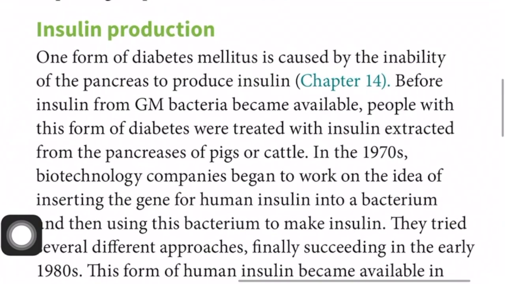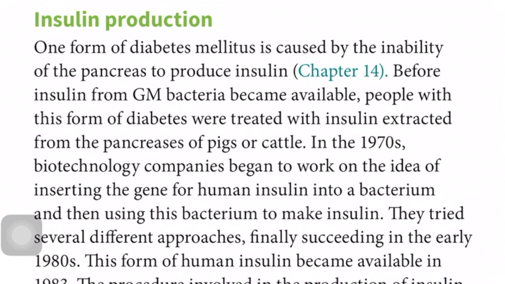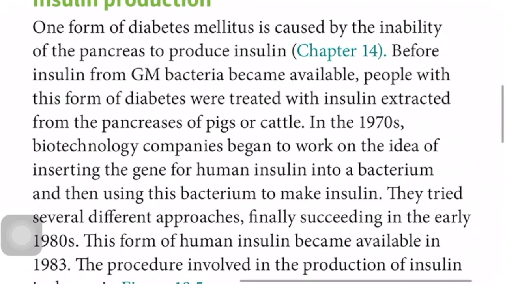Okay, so insulin production. Before this we have talked about the tools for genetic engineering. Now let's see how we will use these tools in genetic engineering. We know that insulin is a very important hormone in our body. It converts the excess glucose in the blood into glycogen in the cells, so that the blood glucose concentration is reduced. One form of diabetes mellitus is caused by inability of the pancreas to produce insulin.